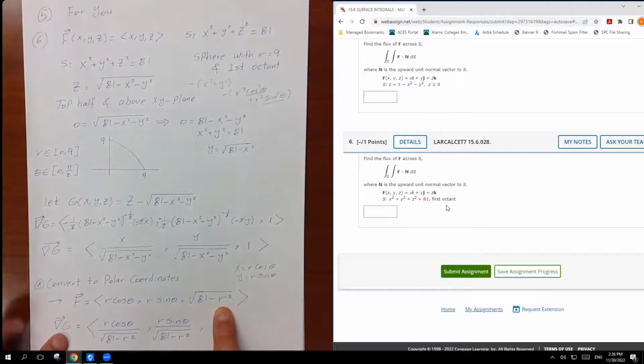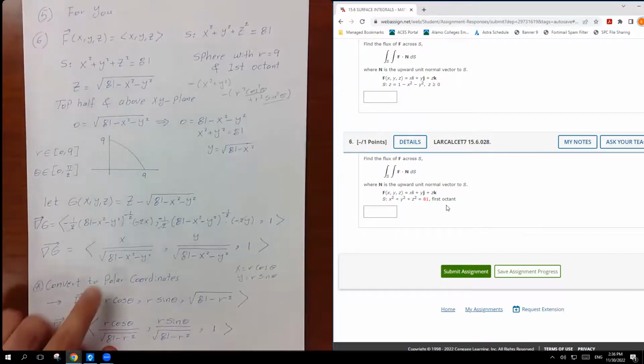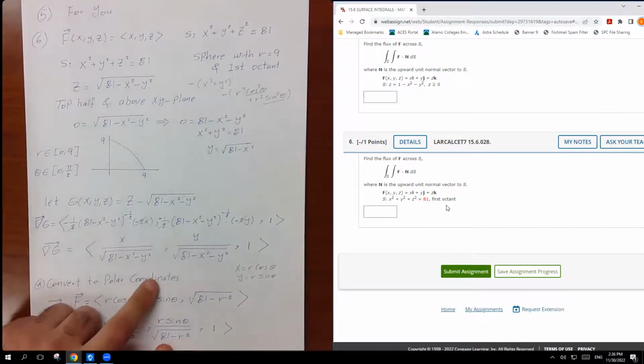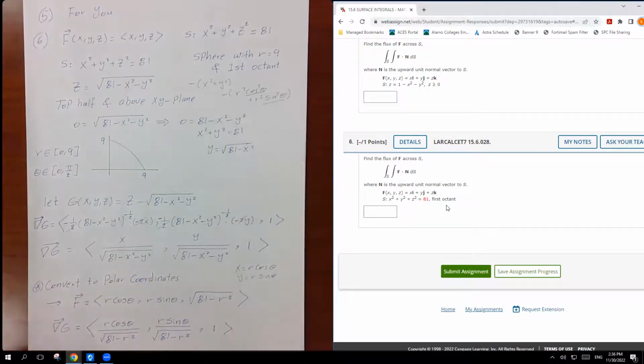Now, the gradient of g is going to be x, which is r cosine theta, over the square root of 81 minus r squared, and r sine theta over the square root of 81 minus r squared. So this is the first part.